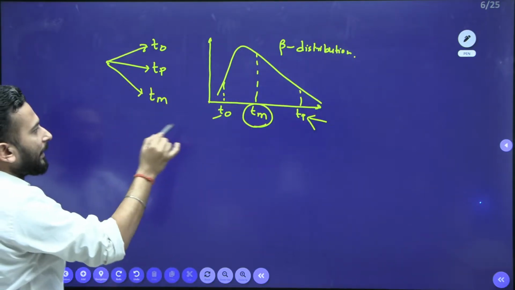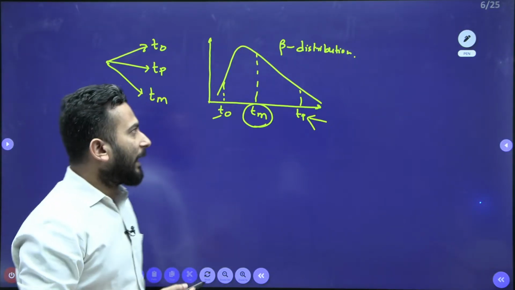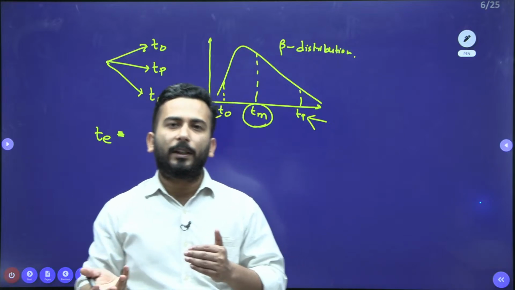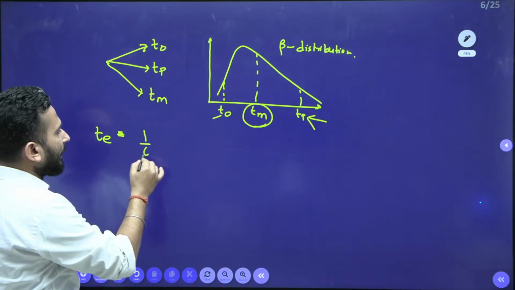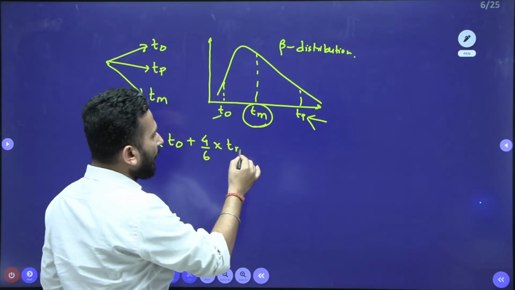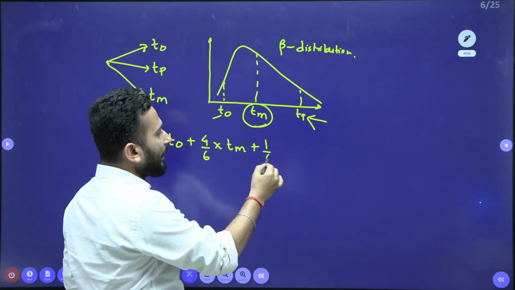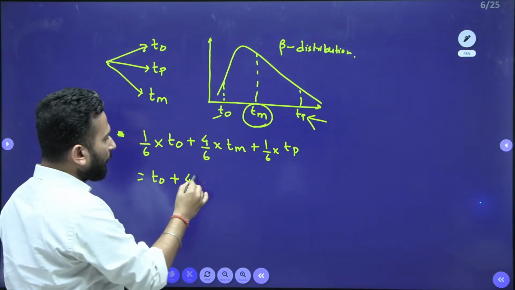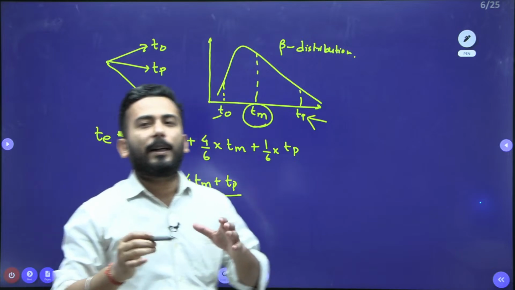Now my dear friends, using these time estimates, we have to find the expected time for an activity. Expected, what comes? Expectation. In maths you have studied expectation is what? Summation x into px. Yes or no? So 1 by 6 into T0 plus 4 by 6 into Tm. Most likely, that's why I have assigned it higher weight, plus 1 by 6 into Tp. So the formula becomes (T0 + 4Tm + Tp) / 6. This is your expected time for an activity.